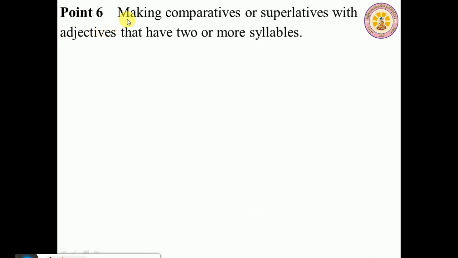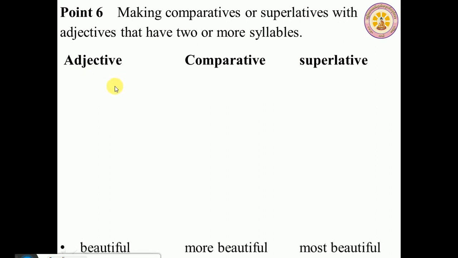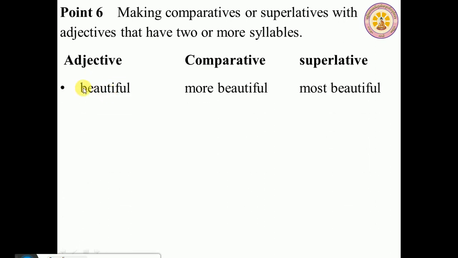Point number 6: make comparatives and superlatives with adjectives that have 2 or more syllables. Example: beautiful. Beautiful is a 3-syllable adjective. So for long adjectives, we have to use more in the comparative and most in the superlative, as you learned in the previous slide already.